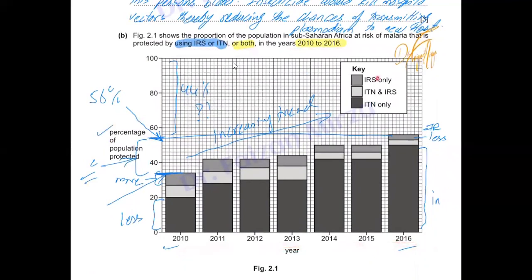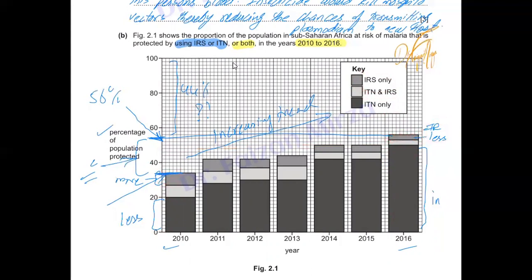You can see the key here, and you can see people who have been using ITN only, they were about 20% in 2010, and now they are way more. So you can see there's an increase in people using ITN only. People who were using IRS only were this much in 2010, and by 2016 they are very low. So this trend can be seen.